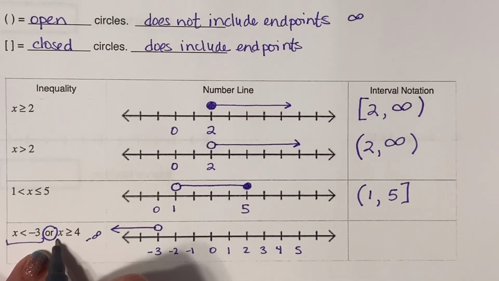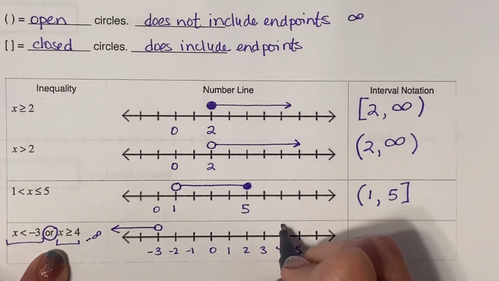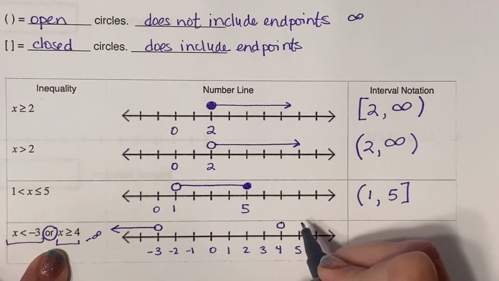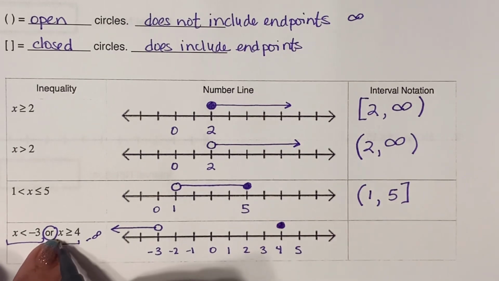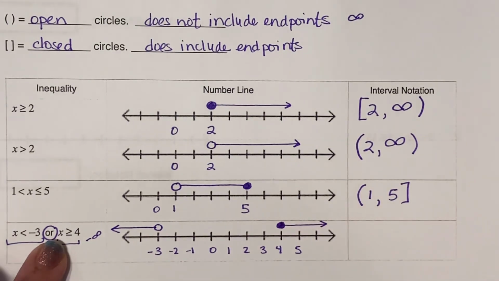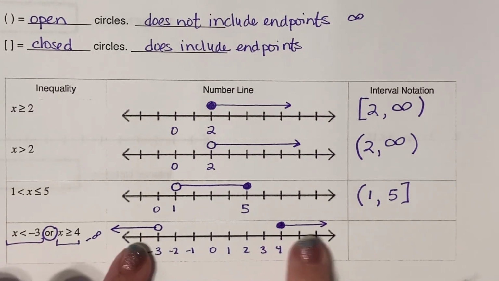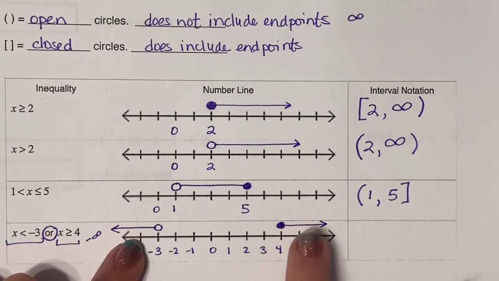Now here's my second statement, or x is greater than or equal to 4. So here's my 4. 4 is included, so it'll be shaded. And I'm looking for values that are bigger than 4. So those are going to the right, toward positive infinity. I have both of these cases, but it's an or statement, so one or the other can be true.